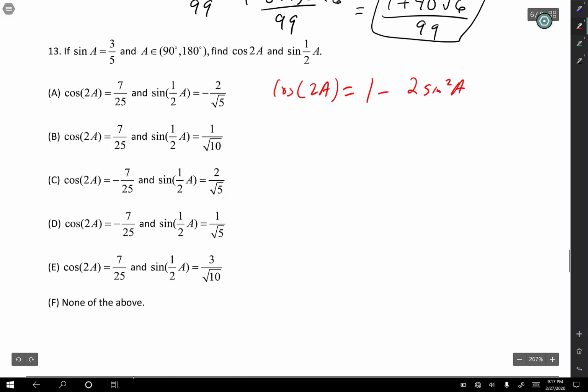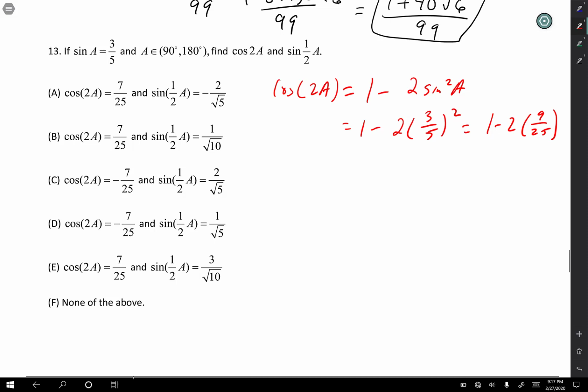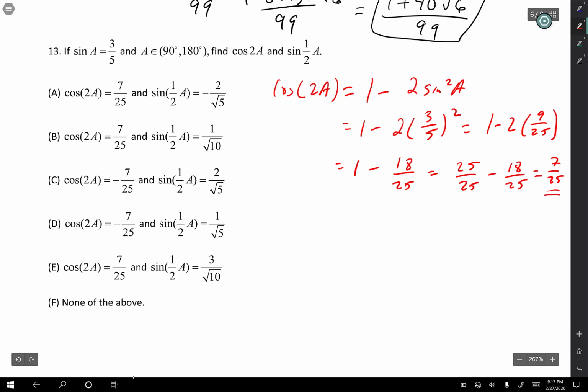And they already give you what sine a is. So I'm just going to go 1 minus 2 and then 3/5 squared. And I think we can do this without a calculator. Let's see, 1 minus 2, and then when I square that, that's 9 over 25. And when I multiply 2 times 9, that's 18, right? So 1 minus 18 over 25. Then just turn that 1 into 25 over 25. So that's still 1 minus 18 over 25, and the difference between 25 and 18 is 7. So there it is, 7 over 25. Cosine 2a is 7 over 25.